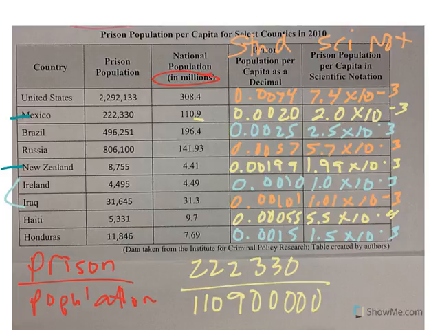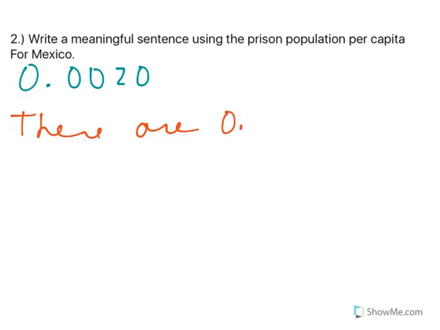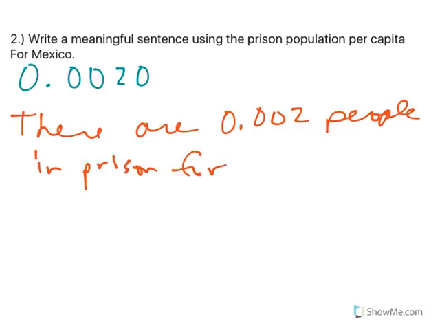Okay, let's go ahead and answer some questions based off this table. Number 2, write a meaningful sentence using the prison population per capita for Mexico. Well, for Mexico, we had a per capita of 0.0020. So what does that mean? There are 0.002 people in prison, whoops, spelled prison wrong, in prison for each person in Mexico.